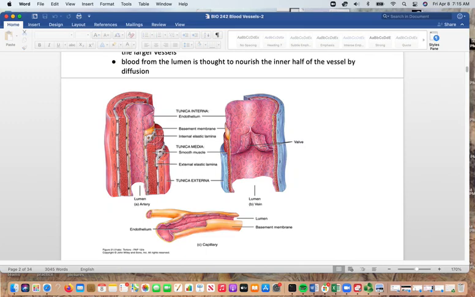This is a picture again showing the different layers going from the lumen on the inside to the outside, so you can see the layers are much thicker on an artery. And then upon dissection, you can actually feel a significant difference between the thickness of an artery and a vein. You can feel the muscularity in an artery's walls.